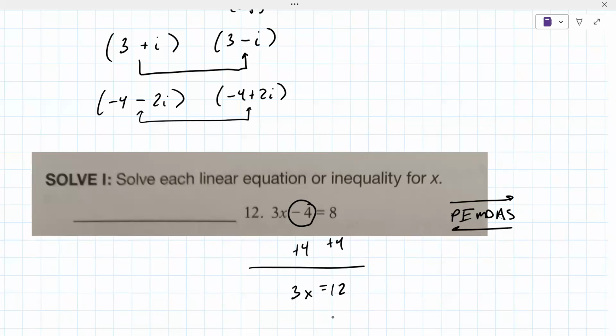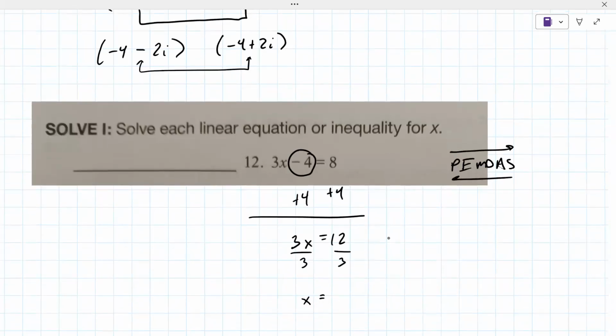So 3x equals 12. How do you undo multiplication by 3? We divide by 3. Exactly. So what does x equal? x would equal 4. Very good. Here's your final answer.